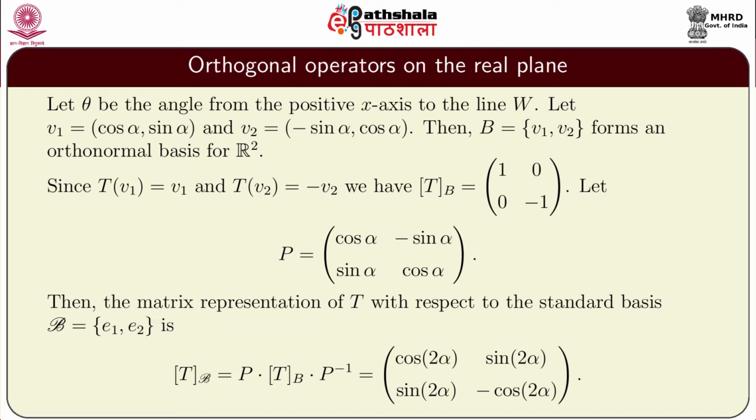Let us understand the matrix representation for the reflection operator. Let alpha be the angle from the positive x-axis to the line W, and let V1 denote cosine alpha, sine alpha and V2 denote minus sine alpha, cosine alpha. Then this set B consisting of V1, V2 forms an orthonormal basis for R2. And since T of V1 is V1 and T of V2 is minus V2, we have the matrix representation of T with respect to this basis B as this 2 cross 2 matrix whose first row is 1, 0 and the second row is 0, minus 1.